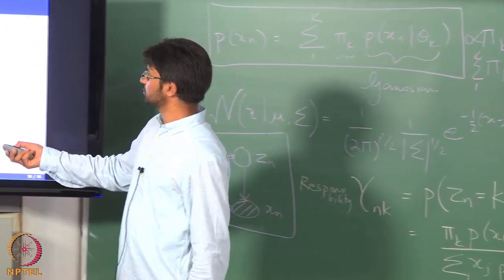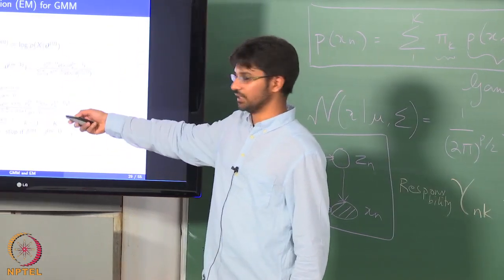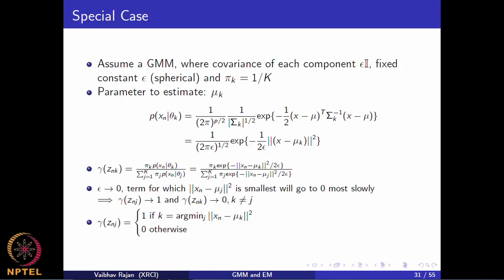I just wanted to show you that what we have got by doing all the math for EM is exactly the same as what we found during the iterative algorithm that we guessed. Okay, so let's do one more thing for today. Let's look at a special case. Let's assume a Gaussian mixture model where the covariance of each component is fixed to be epsilon times the identity matrix. So, epsilon is a fixed constant.